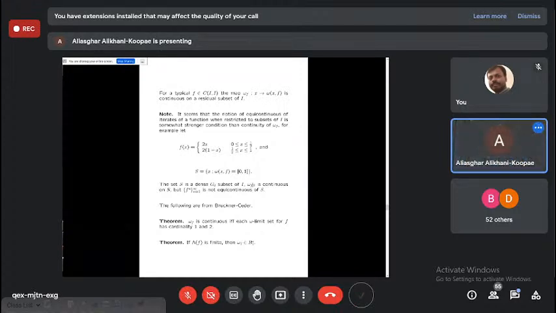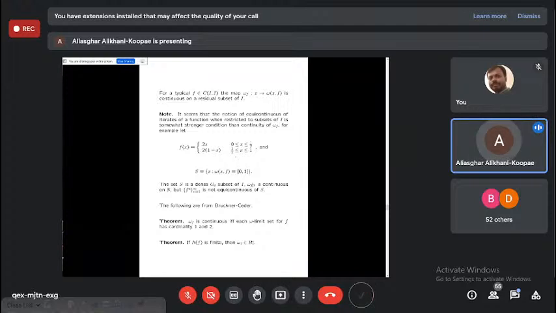So it seems that the notion of equicontinuous iterates of a function when restricted to the subsets of I is a stronger condition than continuity. Not somewhat stronger, it is definitely the case. For example, look at this one.